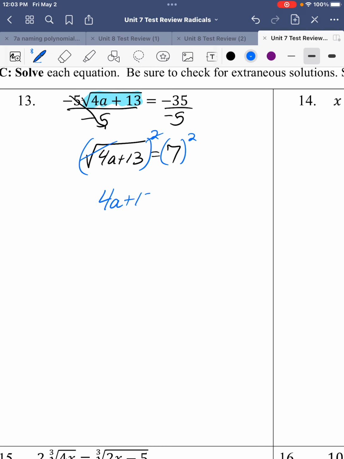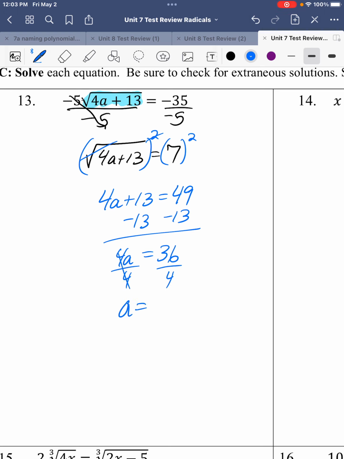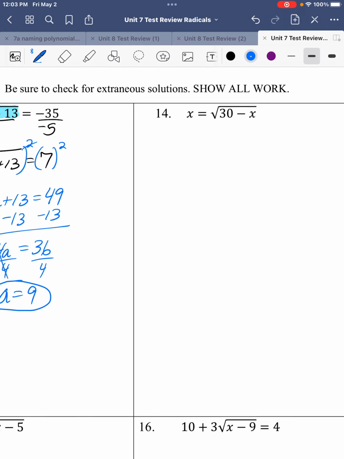You get 4a plus 13 equals 7 squared is 49. You subtract 13 and you divide by 4. And since we did not have any kind of squares in here at all, no quadratics, this is our final answer. We don't have to check it for extraneous solutions.